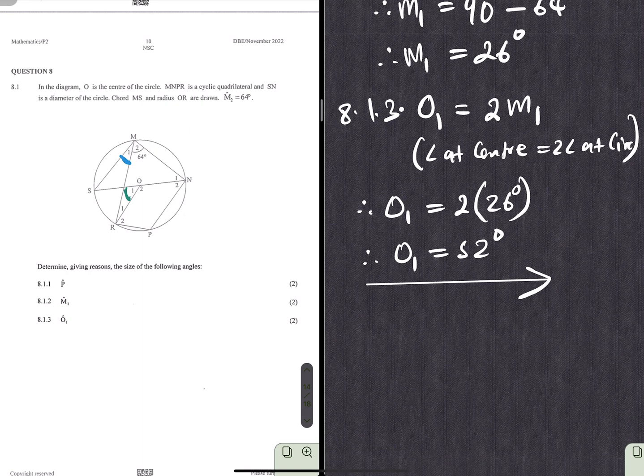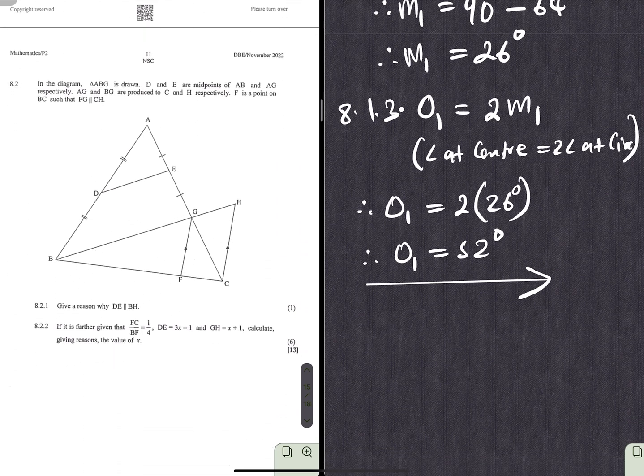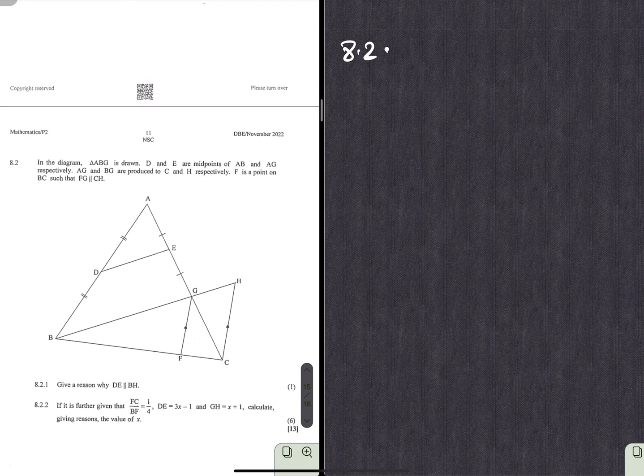So this is how far I'll go with question 8.1. Let's check question 8.2. What are they saying there? I think I'm going to end here. In the next video, I'm going to continue from question 9, going that side.